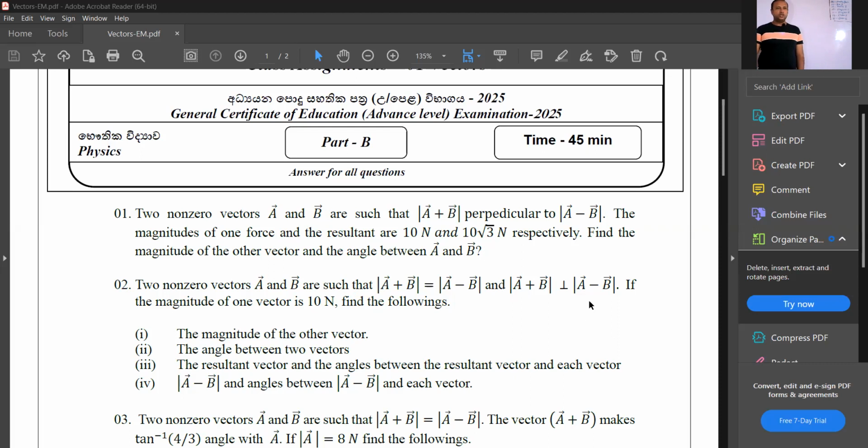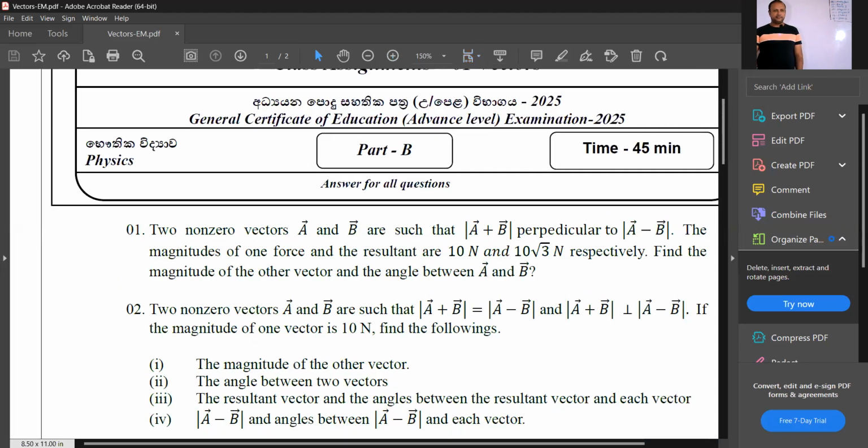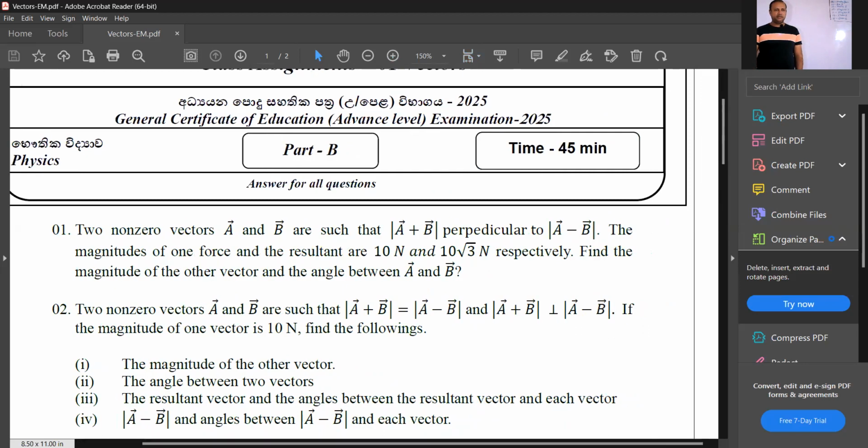Look at this. Two non-zero vectors. The first one: two non-zero vectors A and B are such that A plus B is perpendicular to A minus B. The magnitude of one force and the resultant forces are 10 Newton and 10 root 3 respectively. Find the magnitude of the other. Okay. Now you can unmute yourself and tell me.